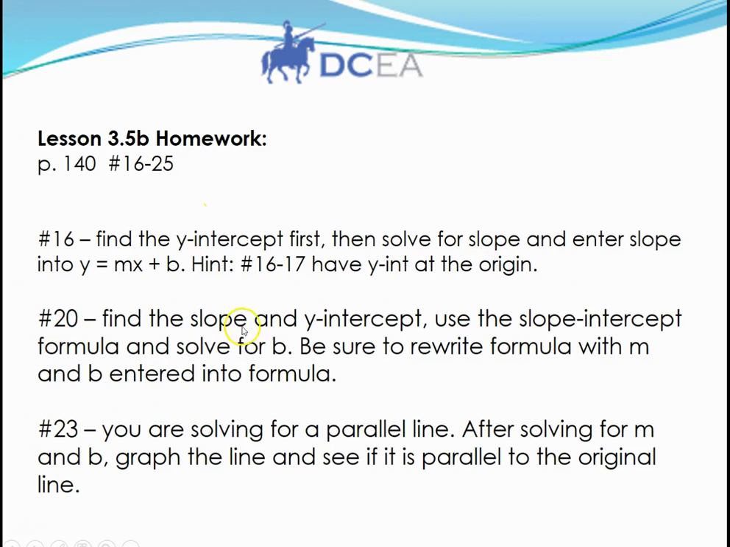Number 20, find the slope and y-intercept. Use the slope-intercept formula to solve for b. Be sure to rewrite the formula with m and b entered into the formula for your answer. And number 23, you are solving for a parallel line. After solving for m and b, graph the line and see if it is parallel to the original line.